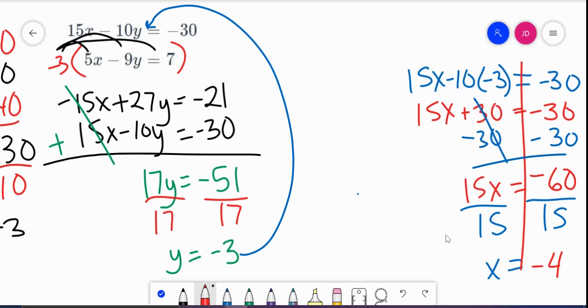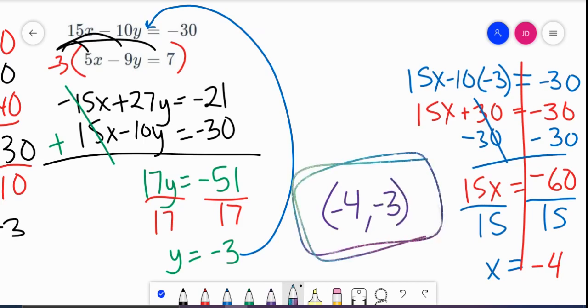So I got my x and I got my y. And again, you could plug these into here. If you do 15 times negative 4 minus 10 times negative 3 in the calculator, you can get negative 30. 5 times negative 4 and negative 9 times negative 3. You put those in the calculator, it should equal 7. So your solution, remember coordinates, is negative 4, negative 3. Parentheses around that. There's your solution.